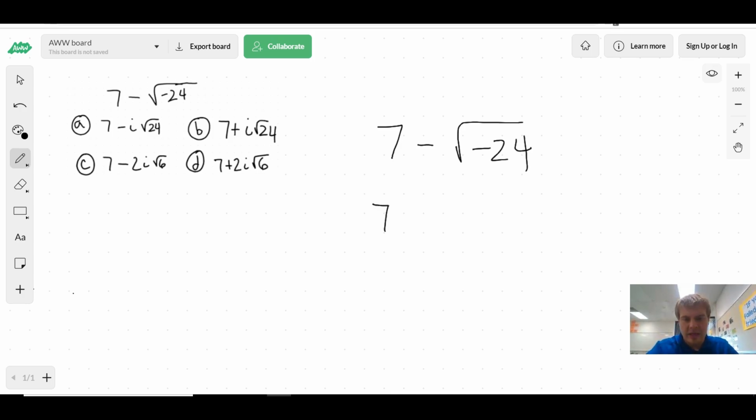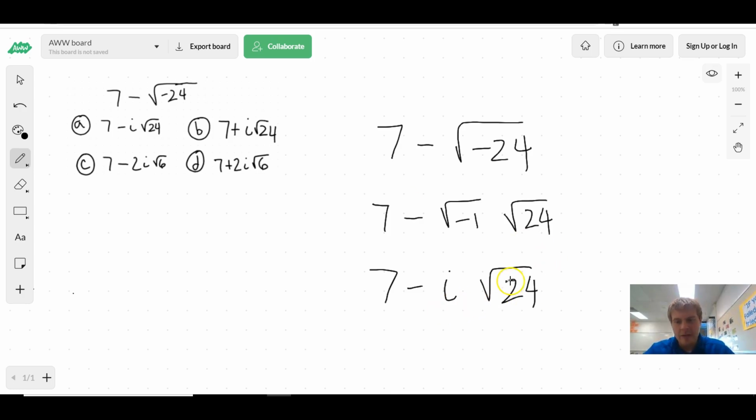So I'm going to break this down to 7 minus the square root of -1 and the square root of 24. The reason I did that is I have no clue what the square root of a negative number is, so we're going to break it off to the side. The square root of a negative number is going to give us some i. Now I also don't know what the square root of 24 is, and I would be tempted to put a.